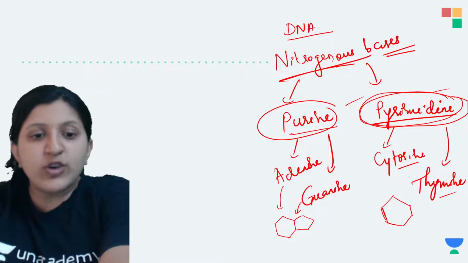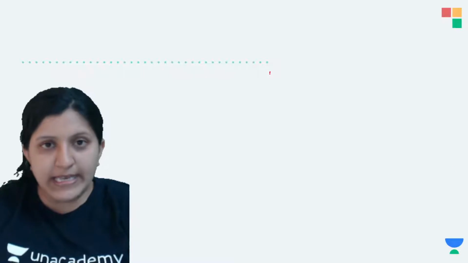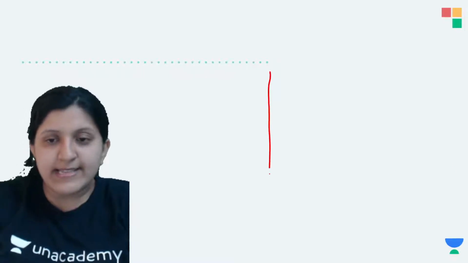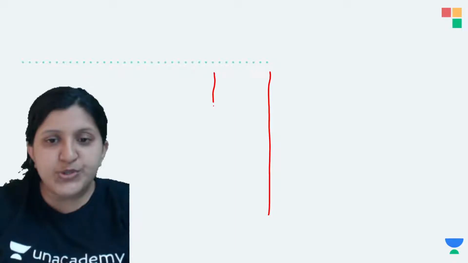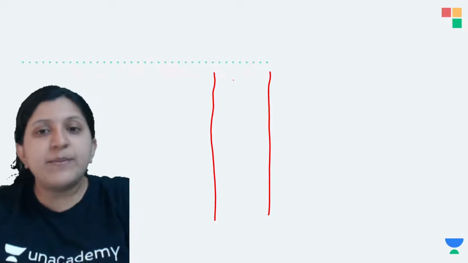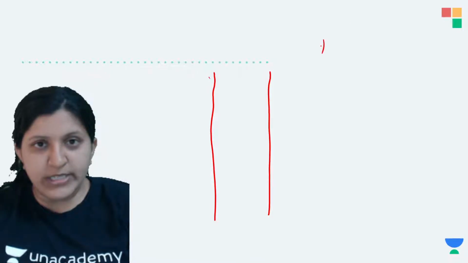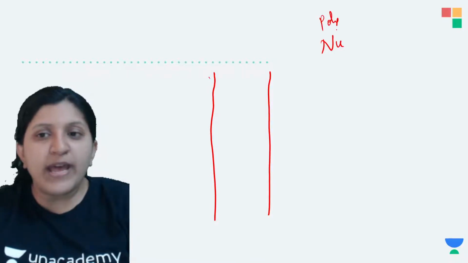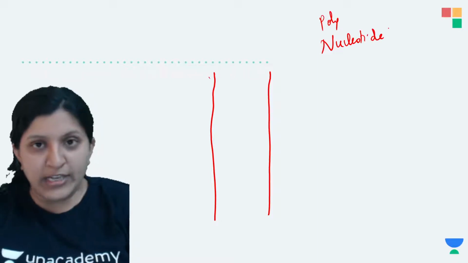All right, so in this case, let's see this. Now this is one DNA strand. Let's say this is a DNA strand, and there is another DNA strand over here. So what exactly is DNA made up of? DNA is made up of nucleotides. So it is a polynucleotide chain. It is not just one nucleotide, it is a polynucleotide chain.